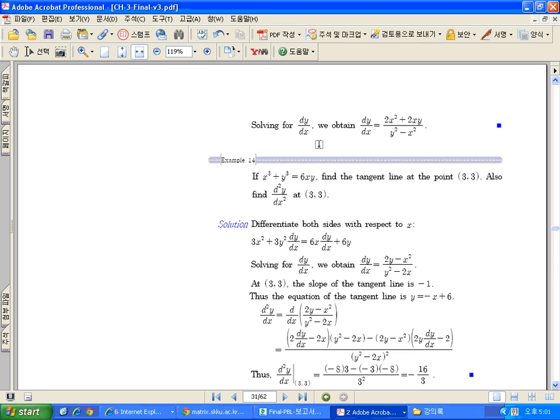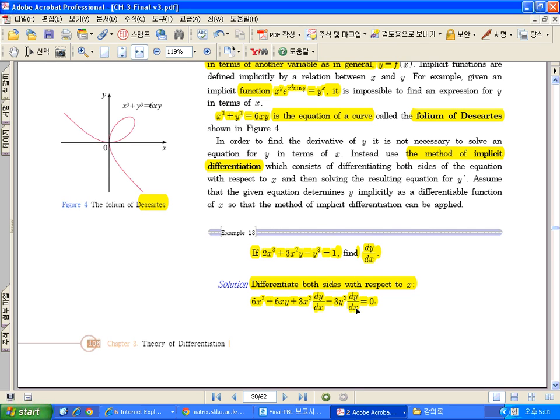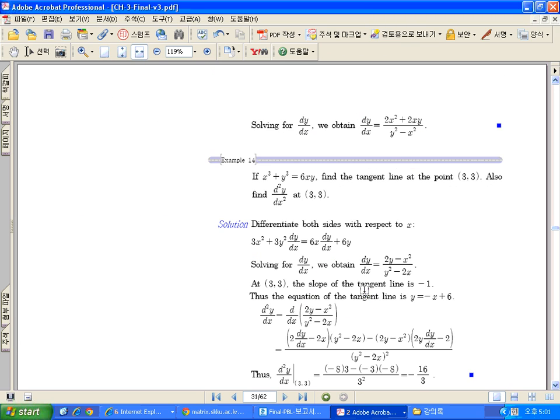Solving for dy dx, because we have dy dx in several places, we solve all these for dy dx, which gives us this. This is what we were looking for. The process is quite simple: just use the differentiation rules that we have learned, with respect to a certain variable. In this case, it was x.